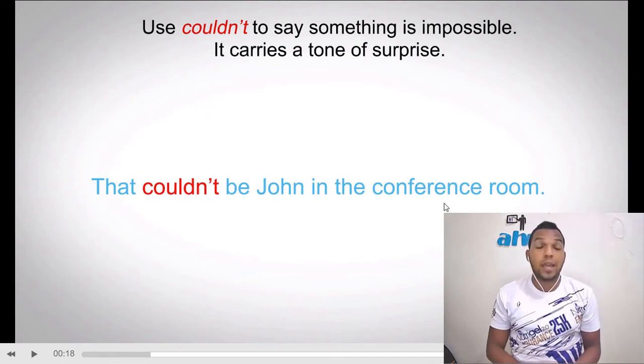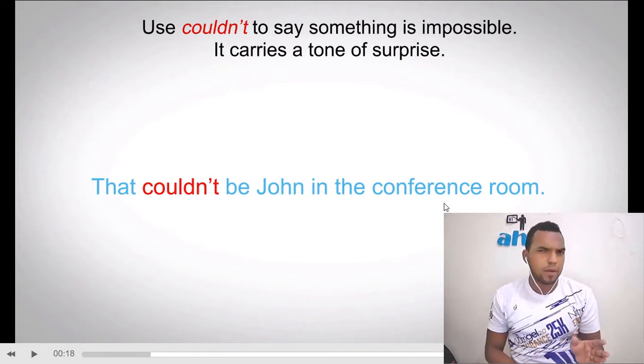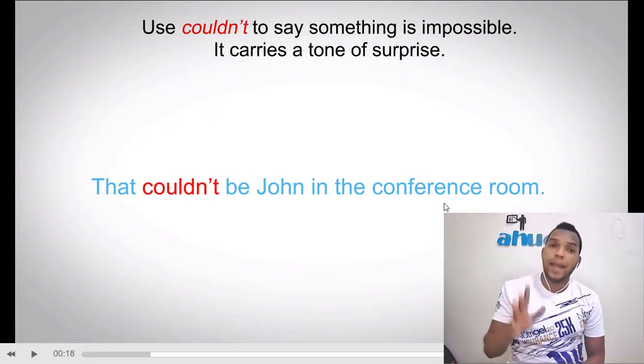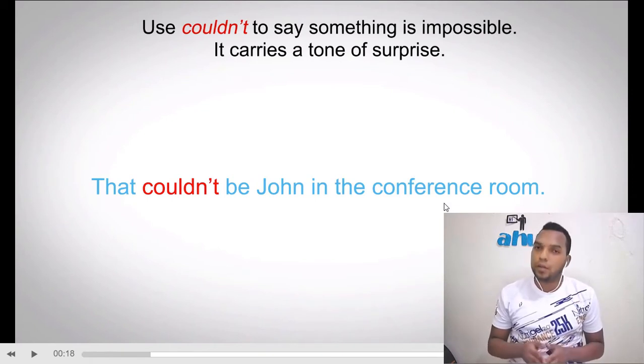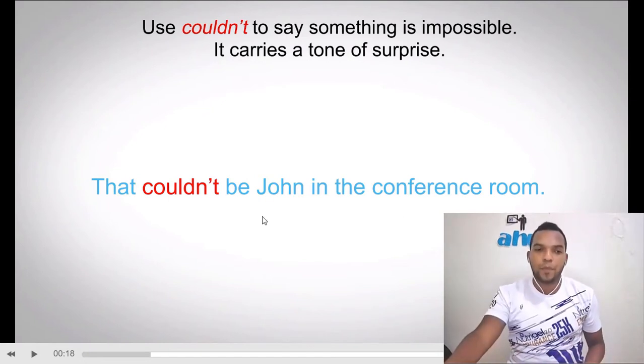So I'm going to say, oh my gosh, but that couldn't be Joseph, all right? Over there in the cafeteria, because he's supposed to be in New York, as he told me. Okay, so that is the meaning of the usage that we give to this. So couldn't is used to say that something is impossible, something that you get surprised with.